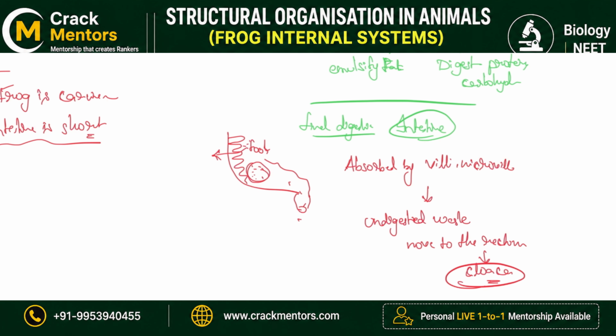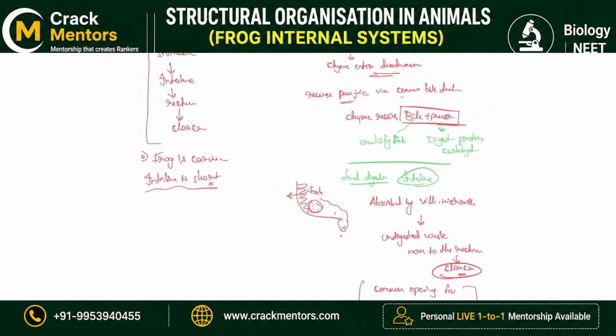Okay, so what is the cloaca? Cloaca is a common opening for the digestive tract, excretory tract and the reproductive tract. This point we have also studied in the animal kingdom, that the frog has a common opening called cloaca, which is the common opening for the excretory tract, digestive tract and the reproductive tract.